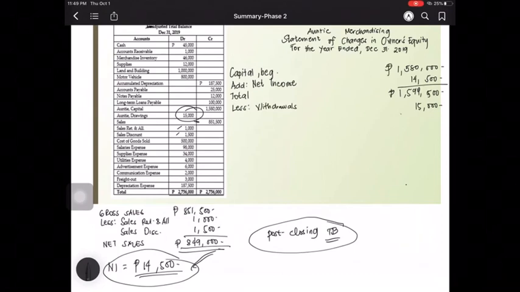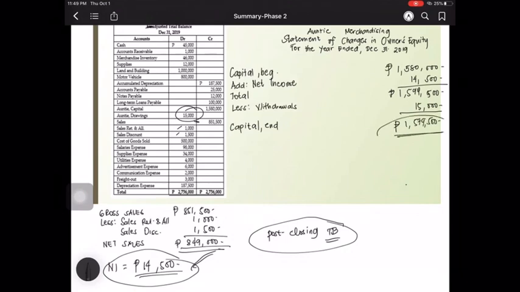With all those, we can now compute for your capital end. And in this case, how much is our capital end? That would be 1,594,500 minus 15,000 pesos. We have the running balance now of your capital or your owner's equity account: 1,579,500. Double rule and circle. So that's it. This is now your statement of changes in owner's equity.